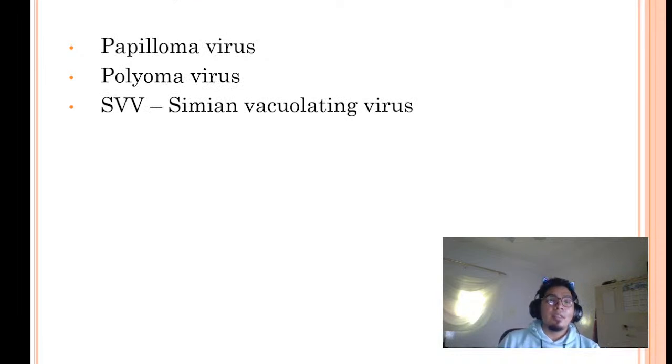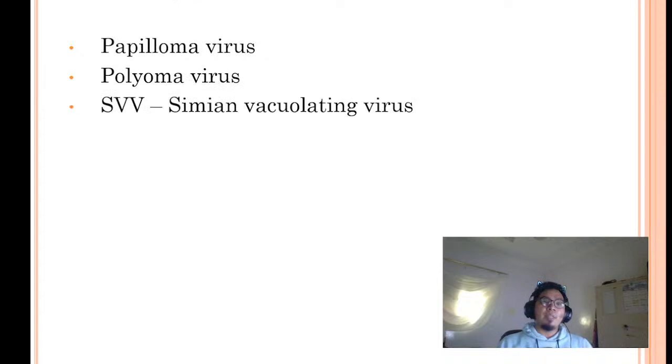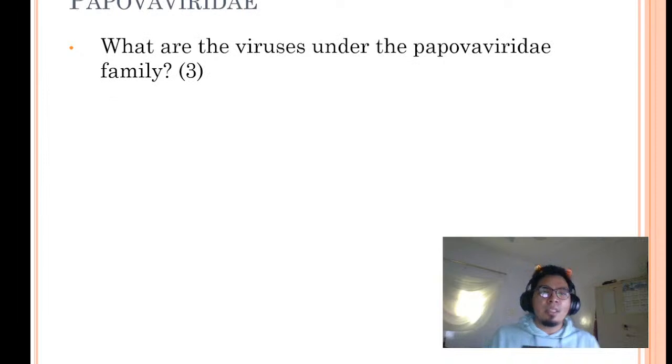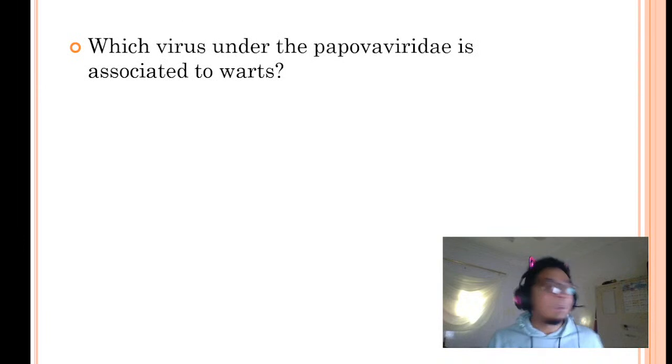So how do you remember the viruses under Papovaviridae? The papovs. What's the S? Simian vacuolating virus. That is another mnemonic for you to remember. I wasn't able to give you mnemonics for the other ones, but anyway, let's move on. Papovs: papilloma, polyoma, and S is SVV. Easy peasy.